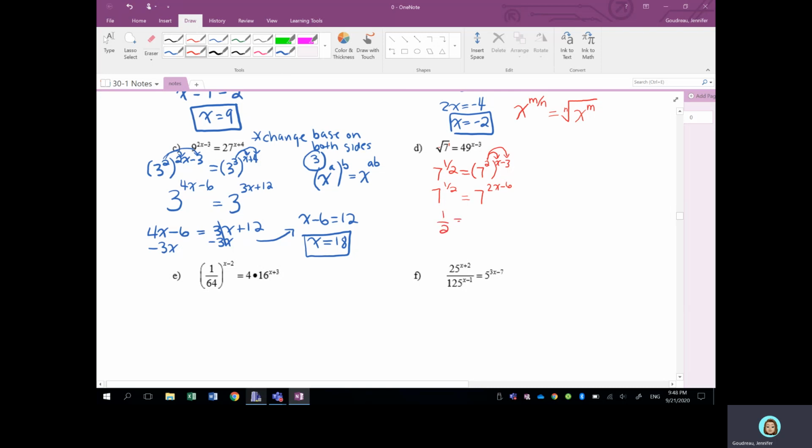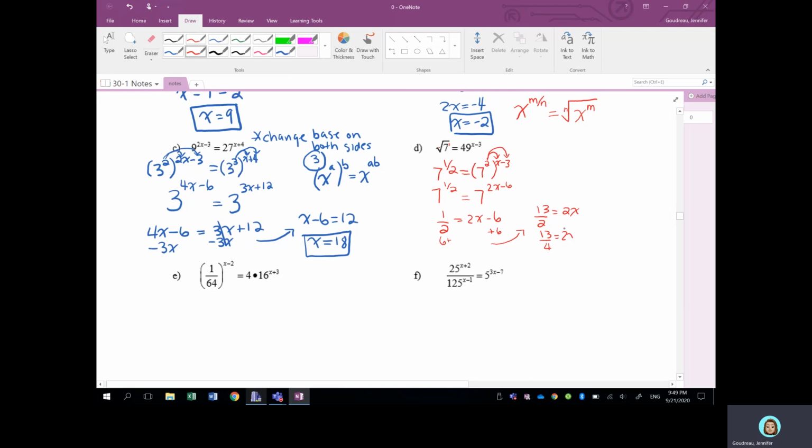So 1/2 is equal to 2x minus 6, and then we are going to solve the linear equation. We're going to start by adding 6 to both sides. So 6 is like 12 over 2. 12 over 2 plus 1 over 2 is 13 over 2, which is equal to 2x. Divide both sides by 2, and x is equal to 13 over 4.